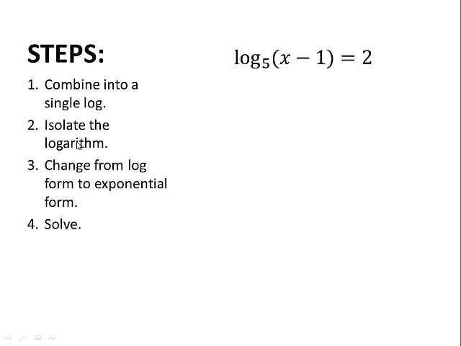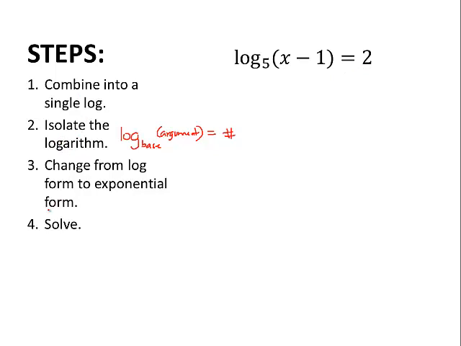The second one is to isolate the logarithm. What that means to do is to only have log with a base and an argument on one side and then a number on the other side. So let's take a look at what we have right now. Log, base is 5, our argument is in parentheses, that would be the x minus 1, and it equals 2. So it looks like steps 1 and 2 aren't something that we need to worry about in this problem.